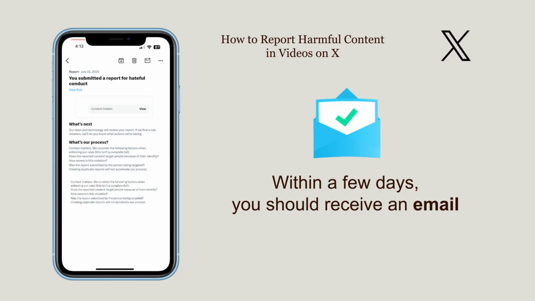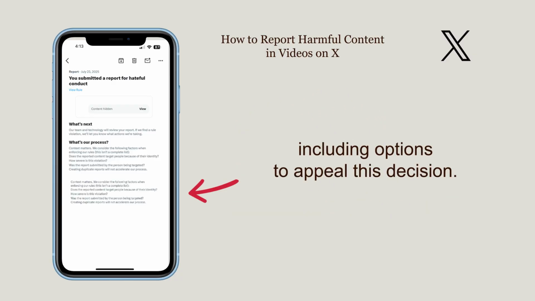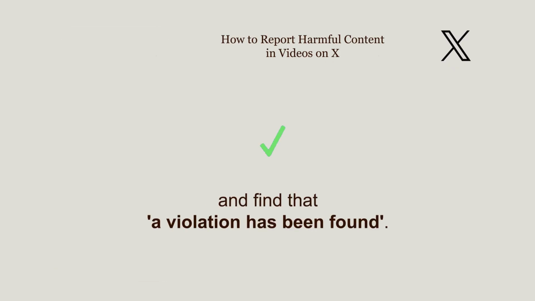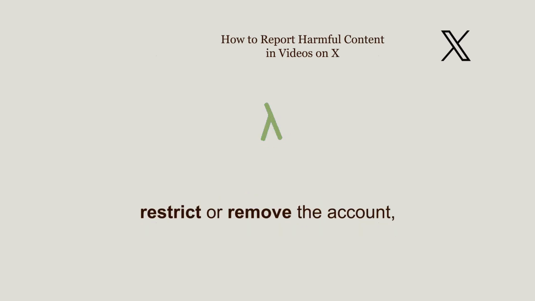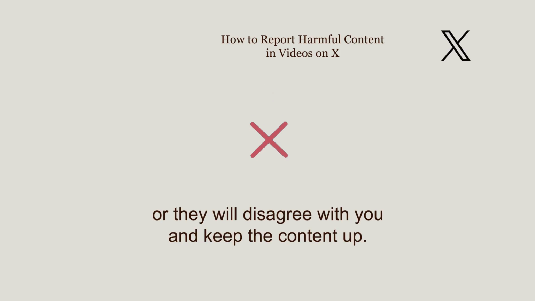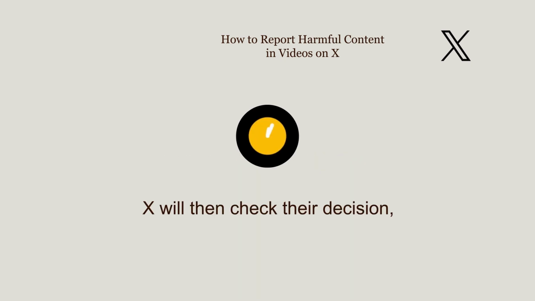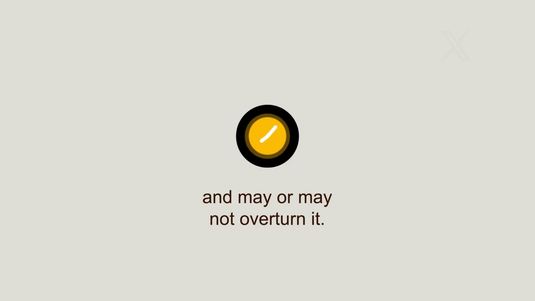Within a few days, you should receive an email giving you an update on your report, including options to appeal this decision. X will either agree with your report and find that a violation has been found. They may lock the account who sent the abusive behaviour, restrict or remove the account, or they will disagree with you and keep the content up. If you're not happy with their decision, you should be able to appeal. X will then check their decision and may or may not overturn it.